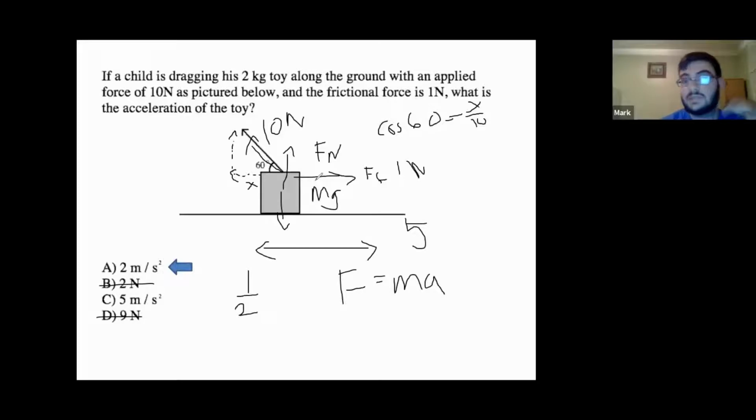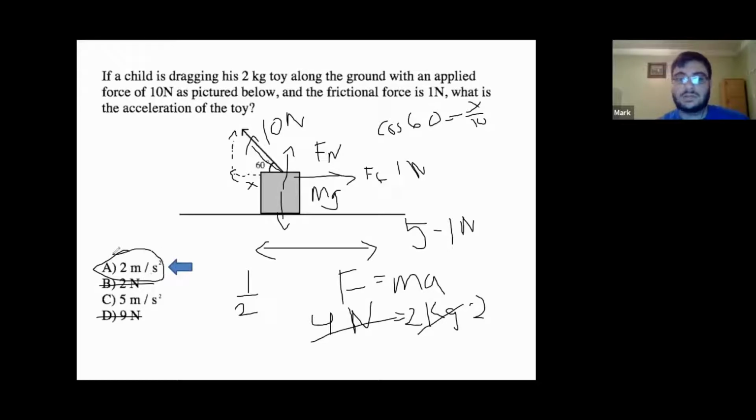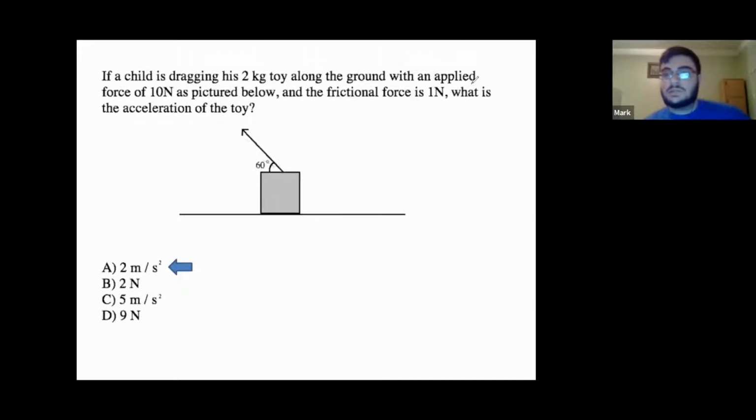The only other force in this axis, left and right, is friction, which is 1 newton in the opposite direction. So you subtract: 5 newtons minus 1 newton, and you get a total of 4 newtons, equals M, which we know is 2 kilograms, times A, which is also 2, because 4 divided by 2 is 2, and A is the correct answer. Does that make sense? Does that make sense to everybody?